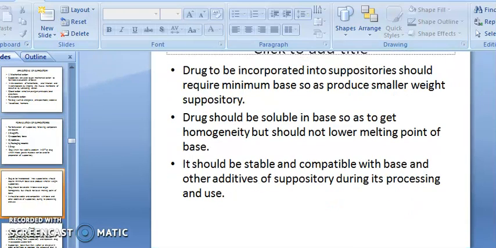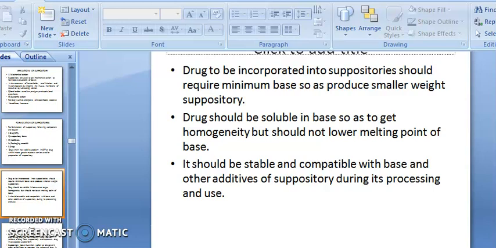The drug to be incorporated into a suppository should require minimum base so as to produce a smaller weight suppository. While you are preparing the suppository, a minimum amount of base will be required. The drug should be soluble in the base so as to get homogeneity, but should not lower the melting point of the base. You are choosing a drug that should have the same melting point as your base, and should achieve homogeneity with your base.